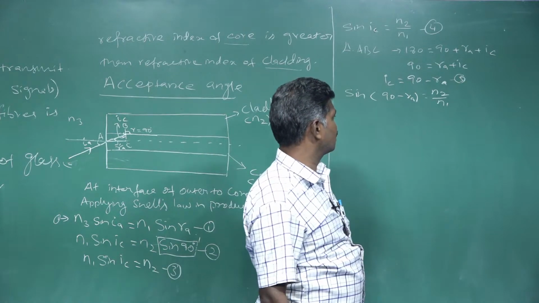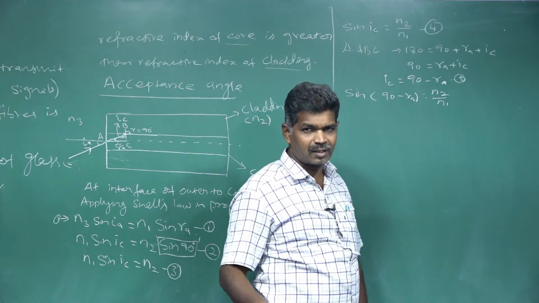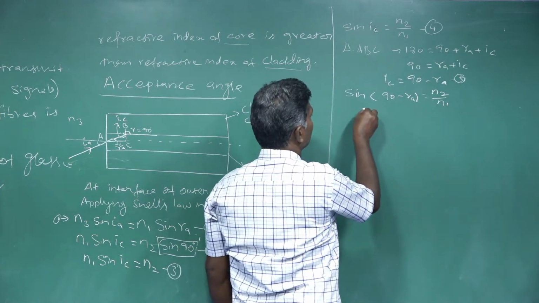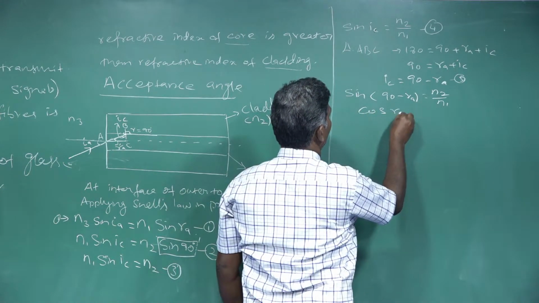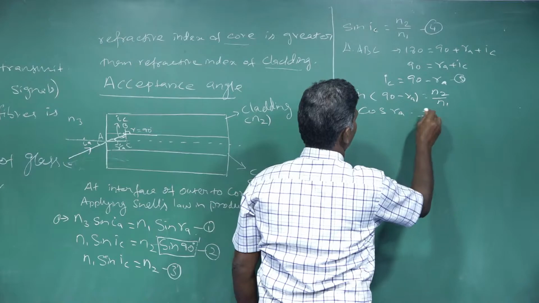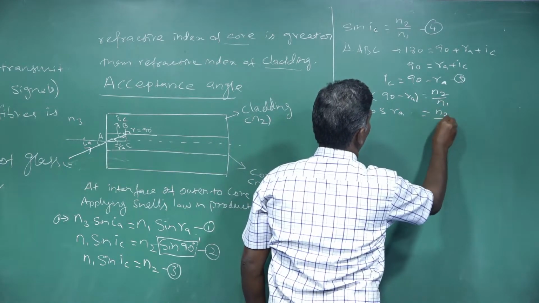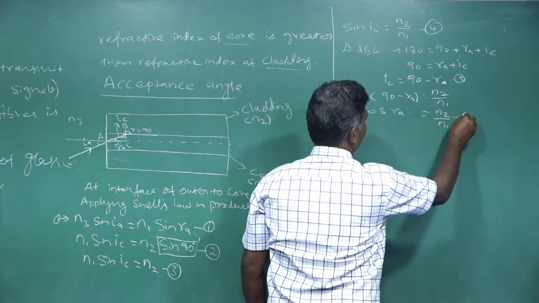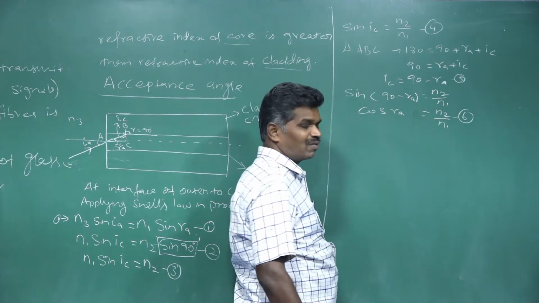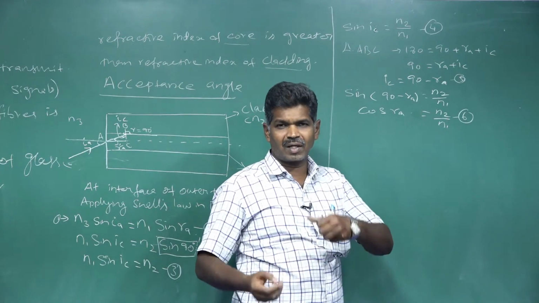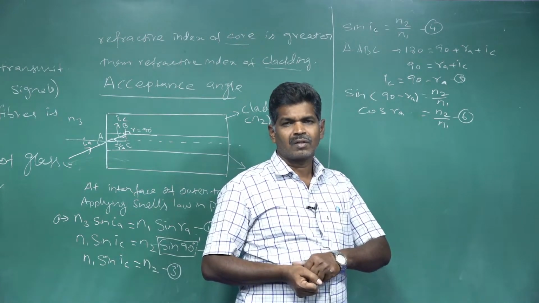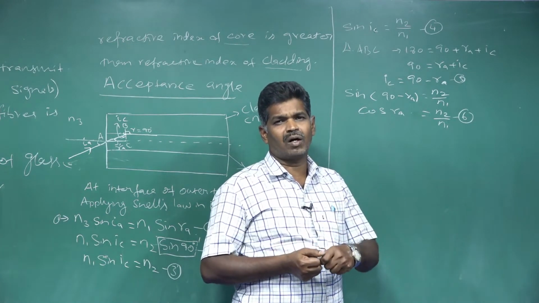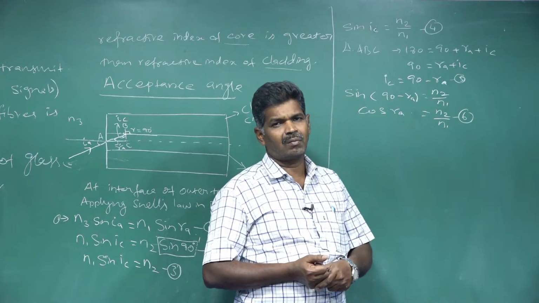What is that? Sin(90 - theta) is cos theta. That's why cos RA is equal to n2 divided by n1. This can be taken as equation 6. But what I want, in our first equation, we want to substitute the value of sin RA.